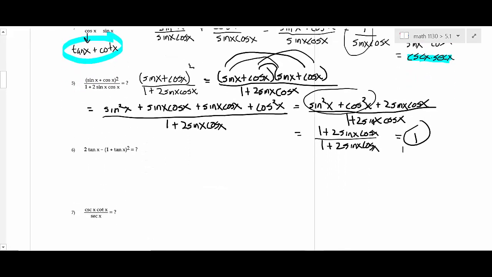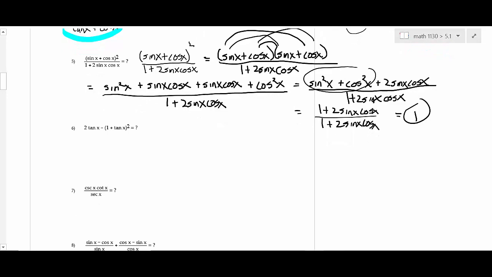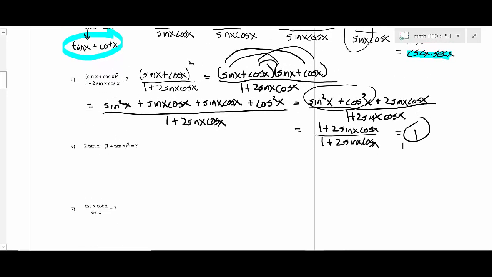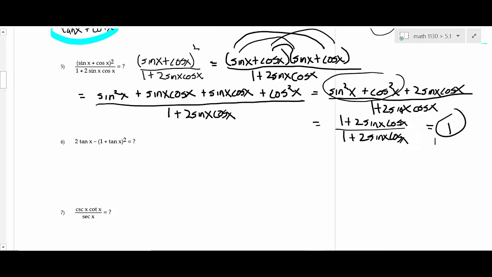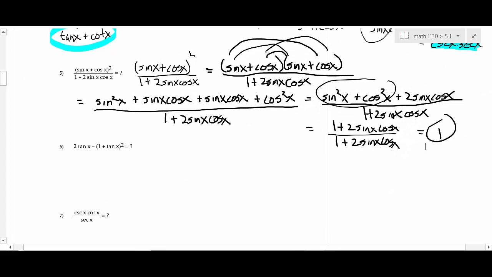Let's finish up 6 and 7, then we'll take a break, and then most of the second half of class we're going to devote to proving identities. The purpose of this activity is mostly to prepare you for that. Okay, so on this one, I'm going to take this the same direction. I have 2 tangent x, and then we're just going to FOIL this out. You can apply that shortcut if you want to, or you can just write it out and FOIL it out like that if you want to.